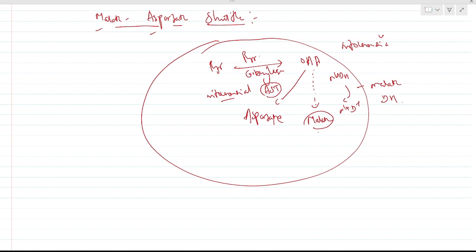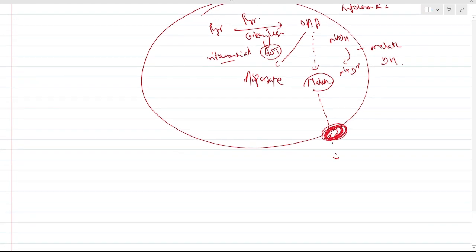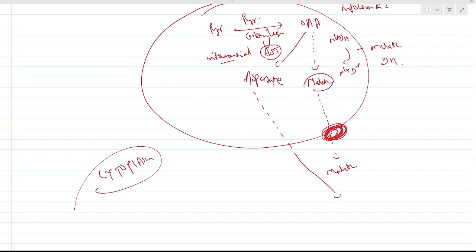Now this malate will go out from the mitochondria. So there is a shuttle here. This is called the malate shuttle, and malate comes out to where? This is our cytoplasm, where gluconeogenesis takes place. Also this aspartate comes out. Both this malate and aspartate, with the help of malate dehydrogenase and AST, get converted back to oxaloacetate.